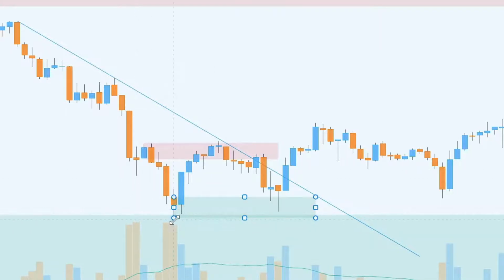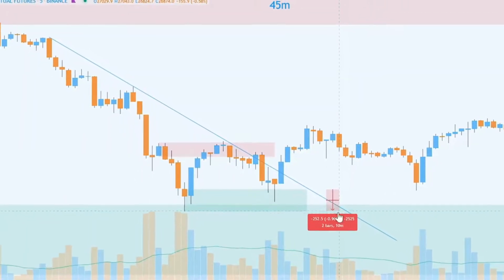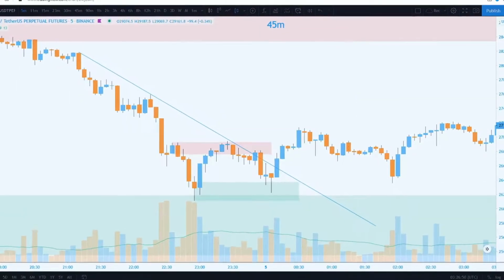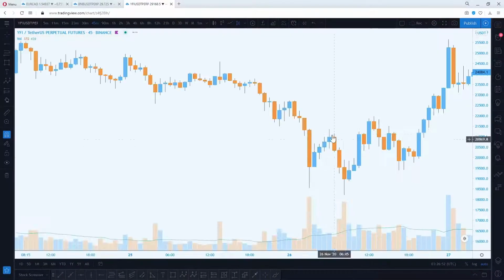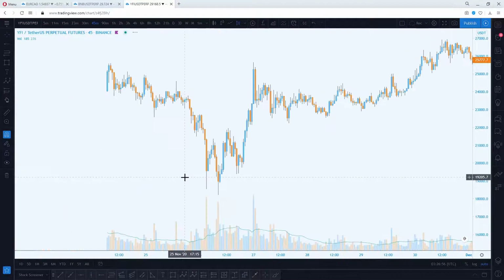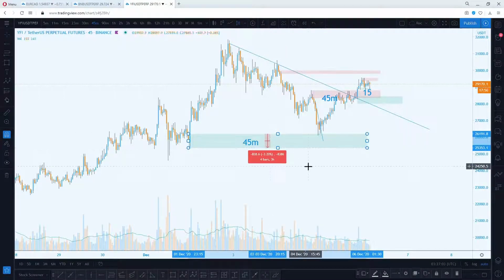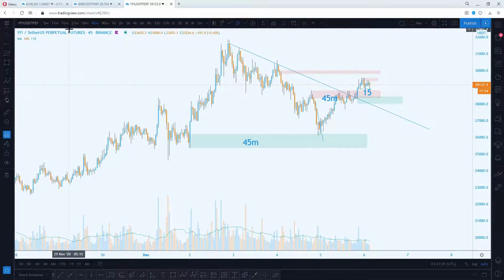So I want to take that as my demand. And coming back into it, this means I'll be placing my limit order here and having my stop order just below here. It is better to risk an amount under 1% than risk the whole 45 minute zone, which is 3% for the same gain, right?